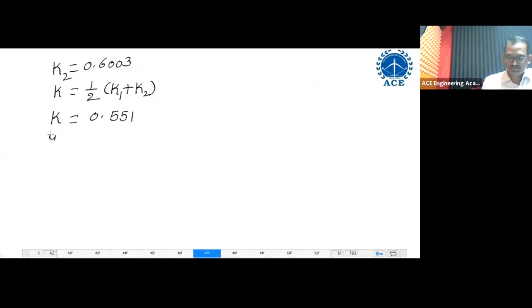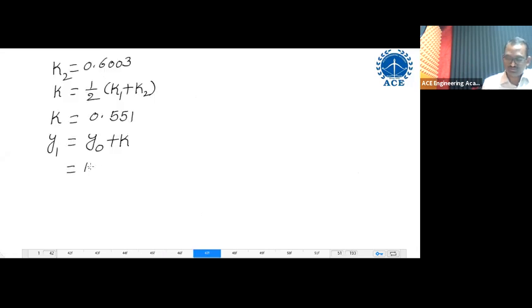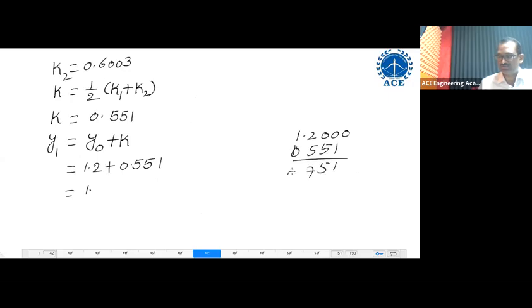Therefore, y1 is equal to y0 plus k. What is y0? 1.2 plus 0.551. What is the value? The value should be nearly 1.2 plus 0.551, that is 1.751. Option B, because they said the value should be nearly. Okay, we'll stop.